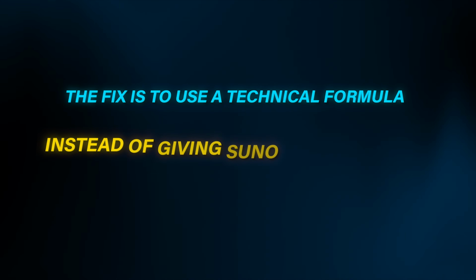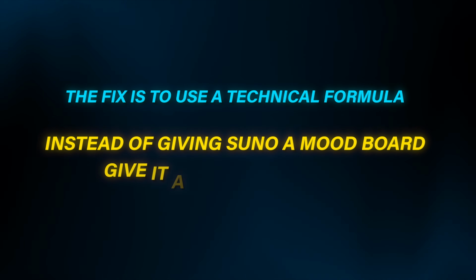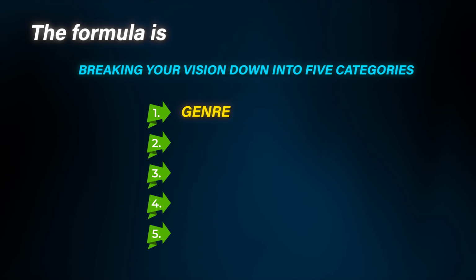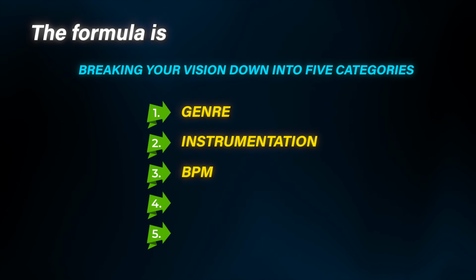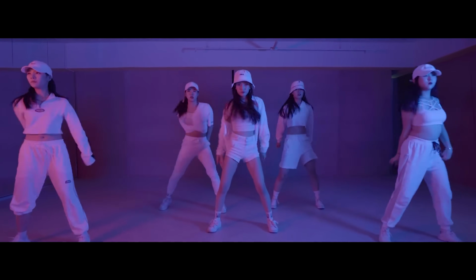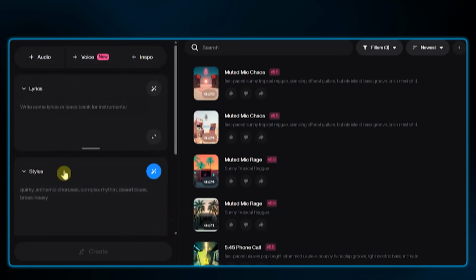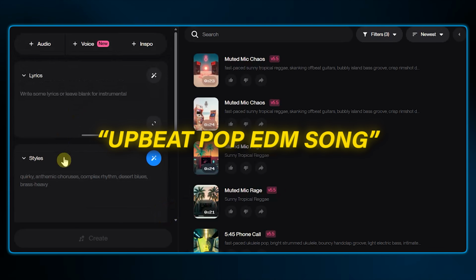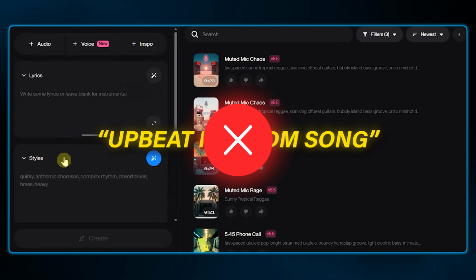The fix is to use a technical formula. Instead of giving Suno a mood board, give it a production brief. The formula is breaking your vision down into 5 categories: genre, instrumentation, BPM, mood, mix. Let's try a new example. This time, I want a high-energy dance pop track. A weak style prompt would be upbeat pop EDM song. That might work, but it's not controlled.